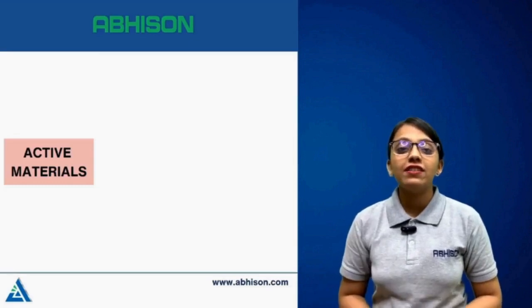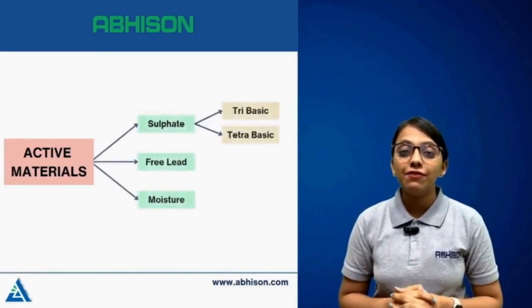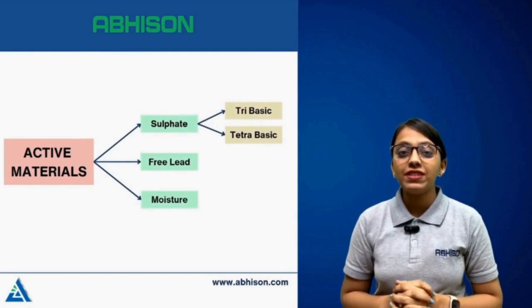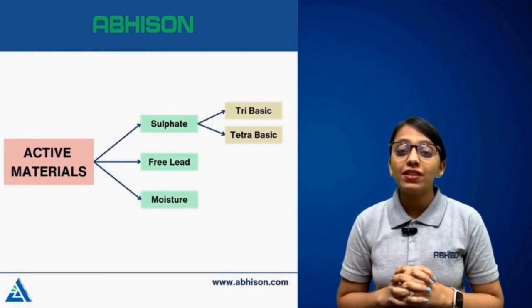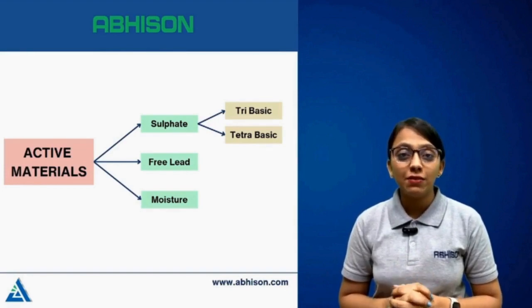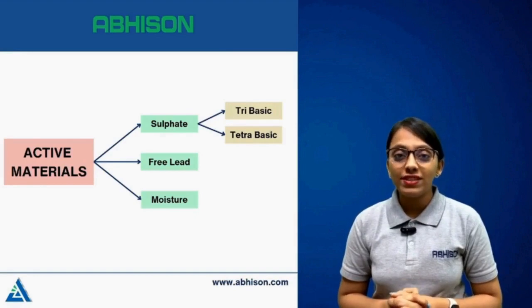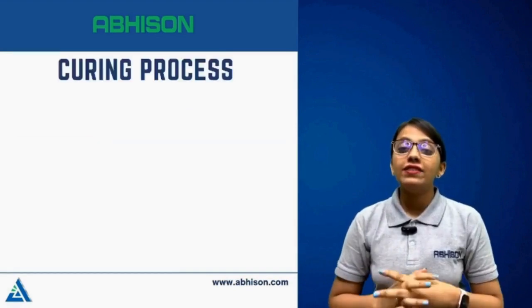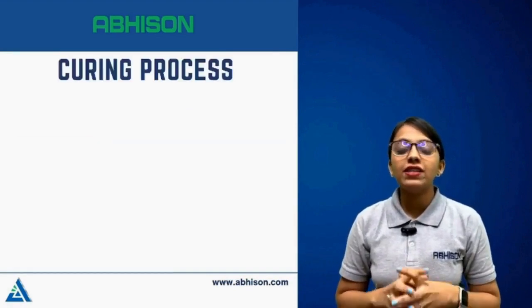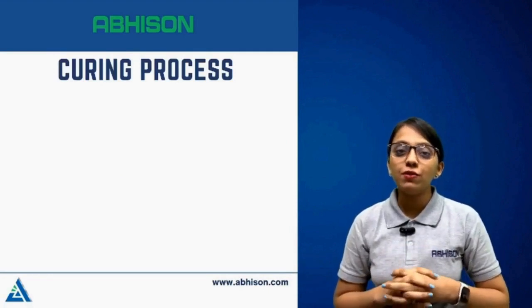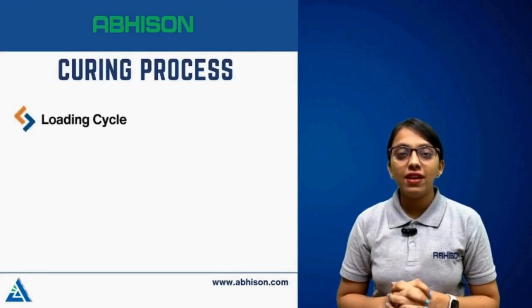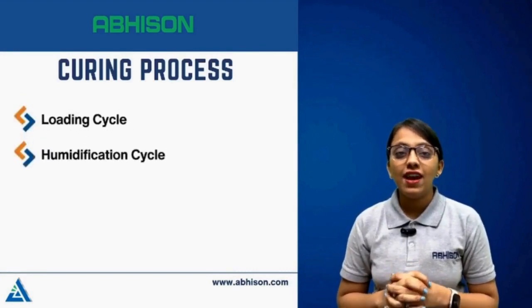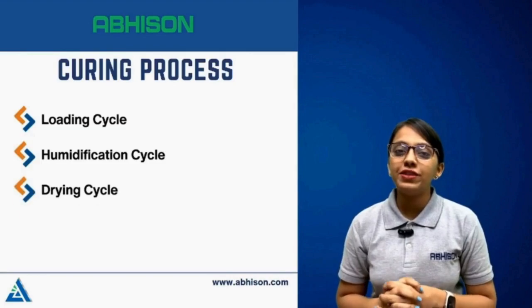The active material in the grids includes the sulfates, that is the tribasic and tetrabasic lead sulfate, free lead, and moisture. Once the target values for these materials to be achieved after curing are determined, it is essential to understand how to achieve them. This can be accomplished by determining the appropriate set points for the curing process, which includes the loading cycle, humidification cycle, drying cycle, and unloading cycle.